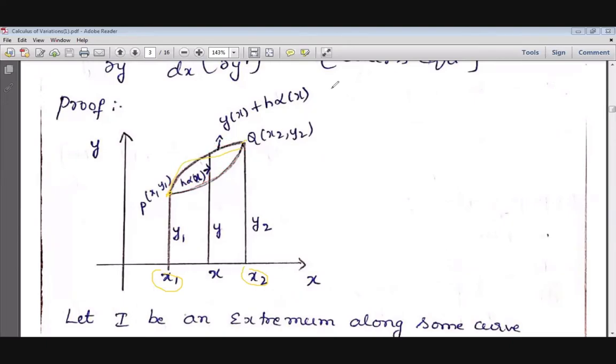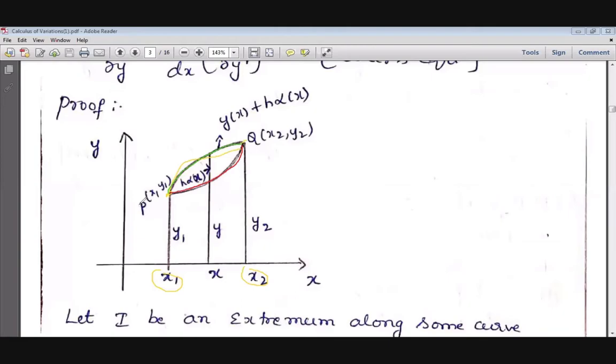Close it. This came well. This is another path. Okay, two paths we have. So using this we need to find the condition.